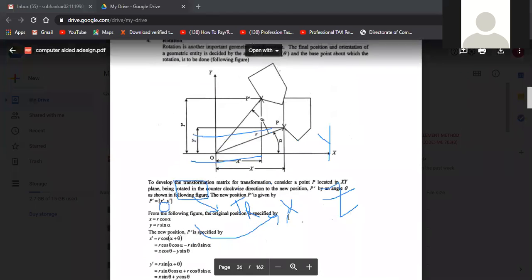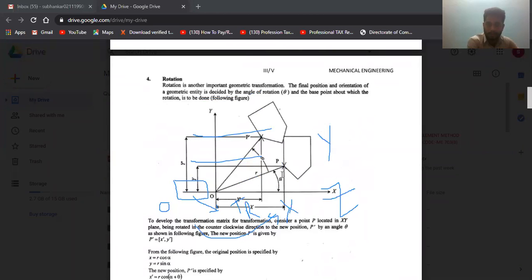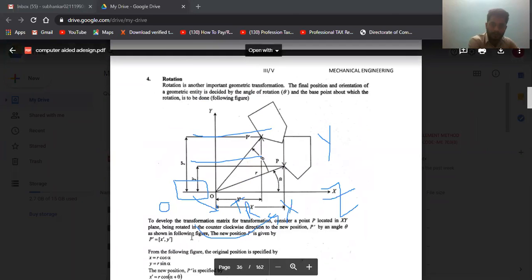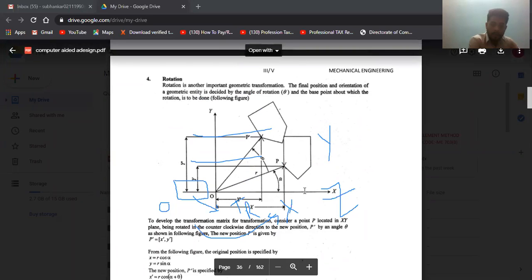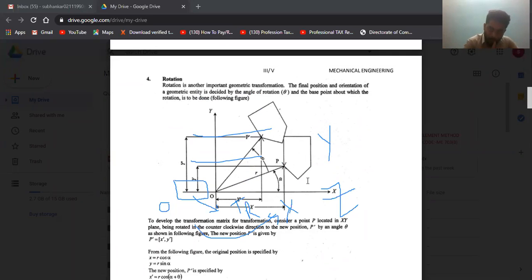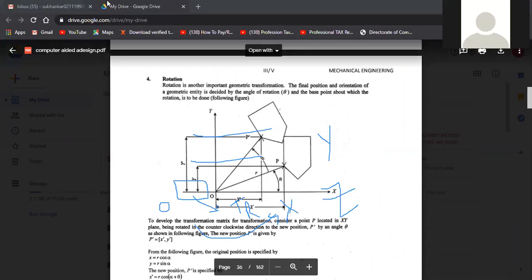Fine. And in rotation, you cannot do all the three things at a time. You have to take one at a time. First rotation about x, then rotation about y, thirdly rotation about z. If you are solving the problem by rotating about x-axis, you have to keep y and z fixed. If you are rotating about y-axis, you have to keep x and z fixed. If you are rotating about z-axis, you have to keep x and y fixed. Likewise, you have to do. Clear? Yes, sir.